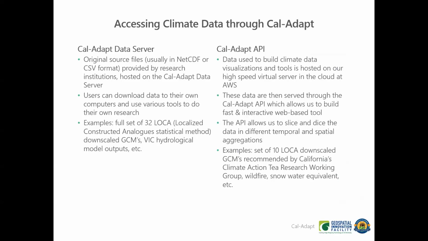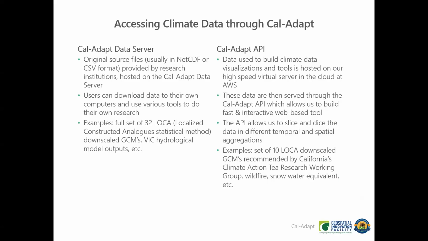So, for example, the full set of the 32 global climate models that have been downscaled by LOCA are all available on the data server. So if you actually want to work with the full data set, you can grab the NetCDF data, download it, and use your own tools. Now, a subset of the climate data on CalAdapt is data that we use to build those climate tools and visualizations. And that data is uploaded to our high-speed virtual server on Amazon's cloud. So that's how we make that data really fast and interactive in our web-based tools.